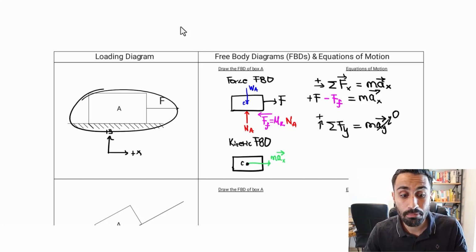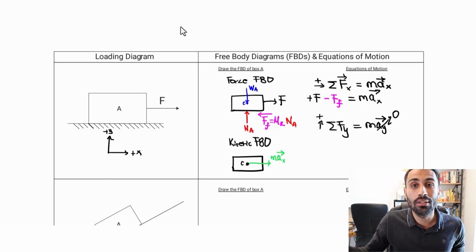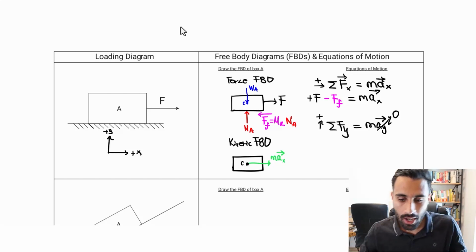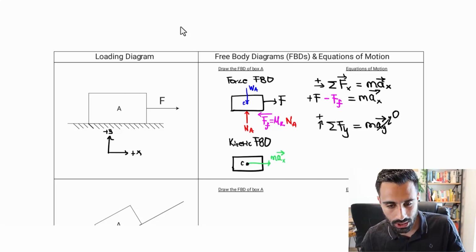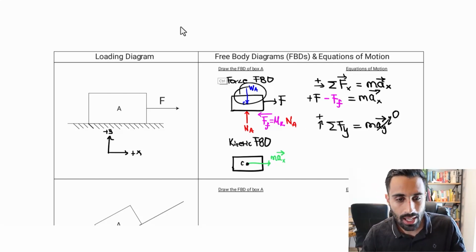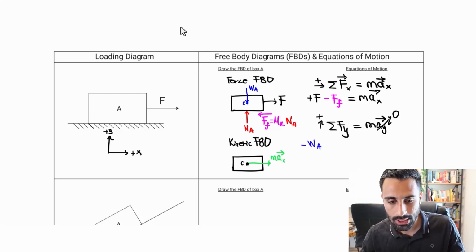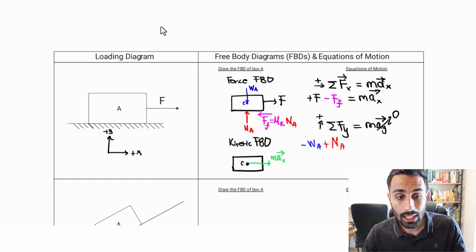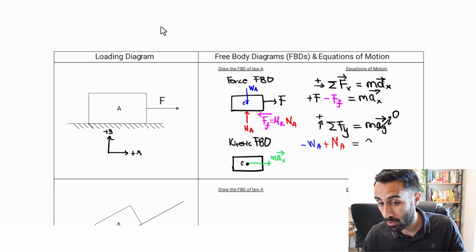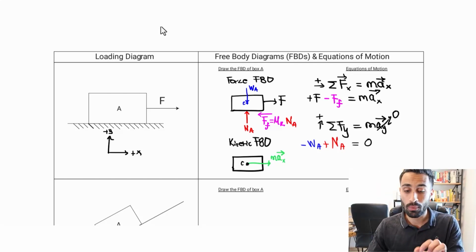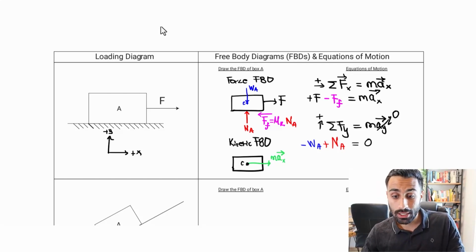Note that it's 0 because the box is only moving in one direction, the x direction. So what we'll do here is put the forces in the y. That's going to be negative WA, the negative weight of the box, goes down because it's negative. And then we have the positive NA, it goes up, so it's positive. And that equals 0. There's no movement in the y. Watch out. So here what's good is we can find the normal force. That would equal the weight of the box.